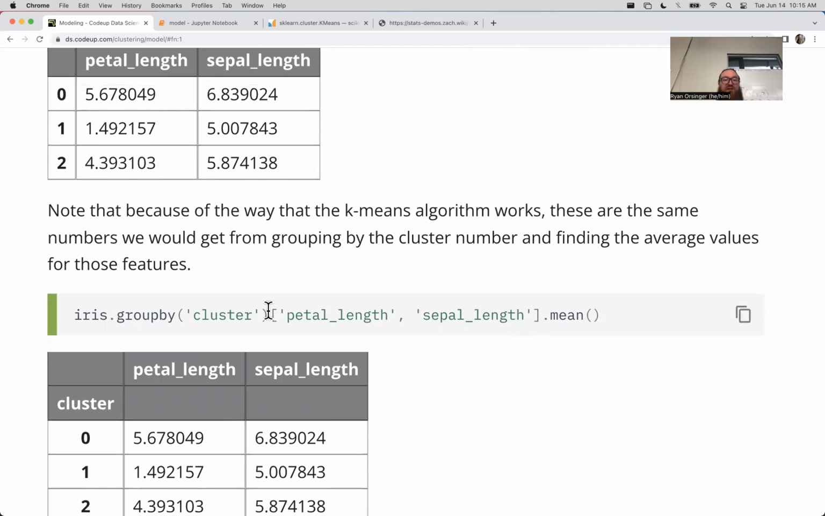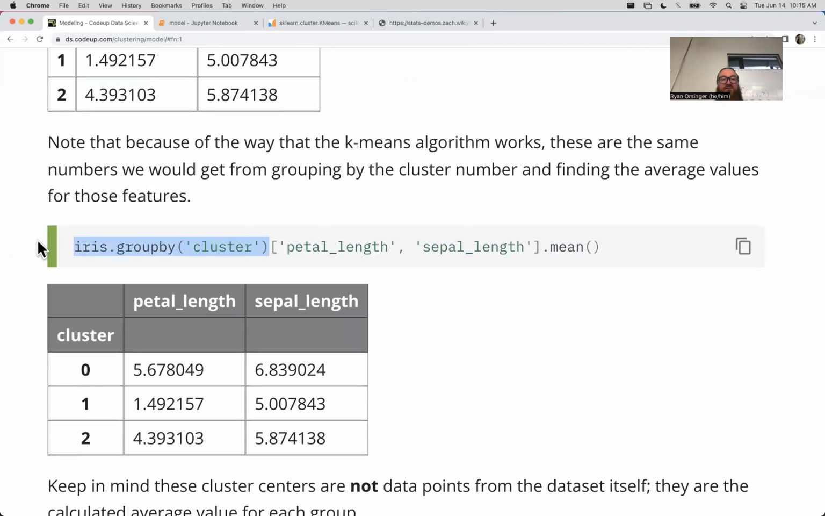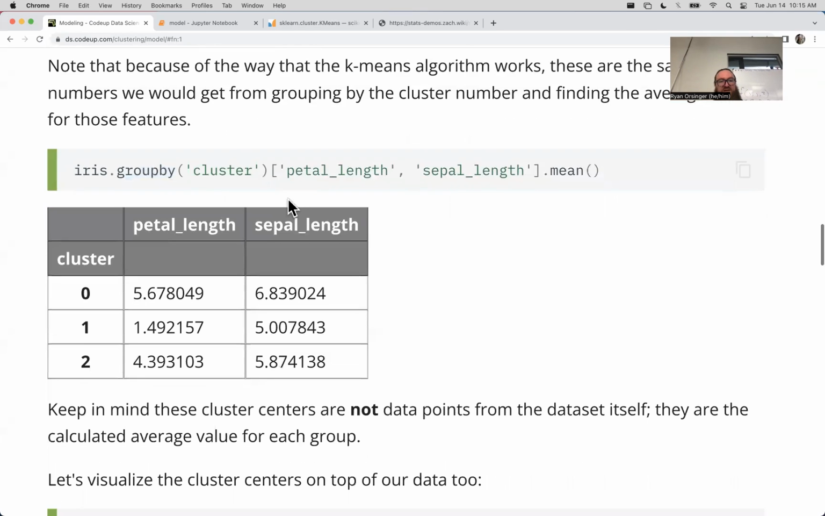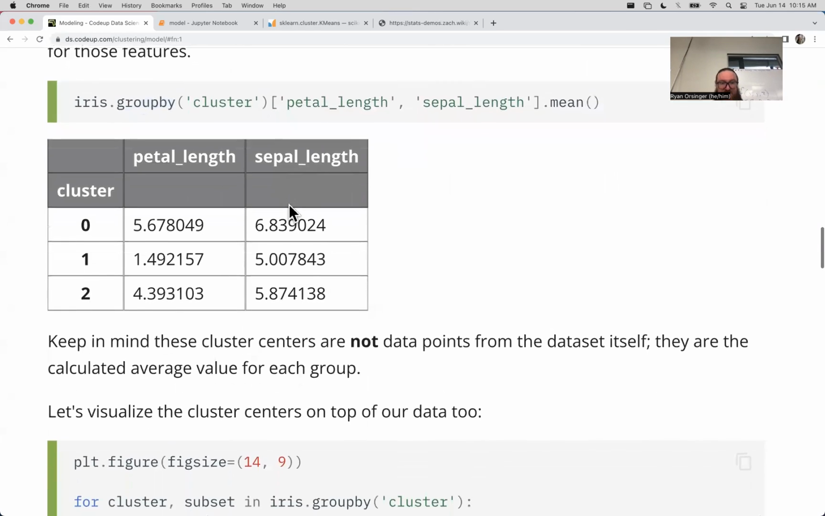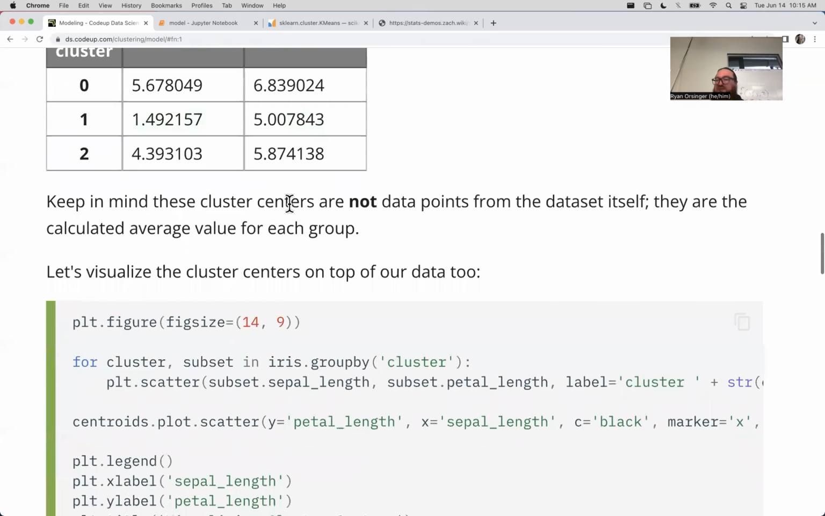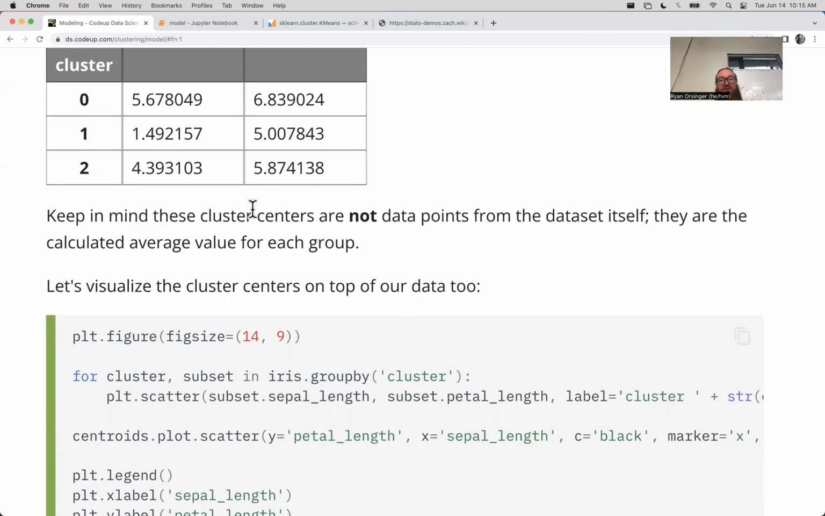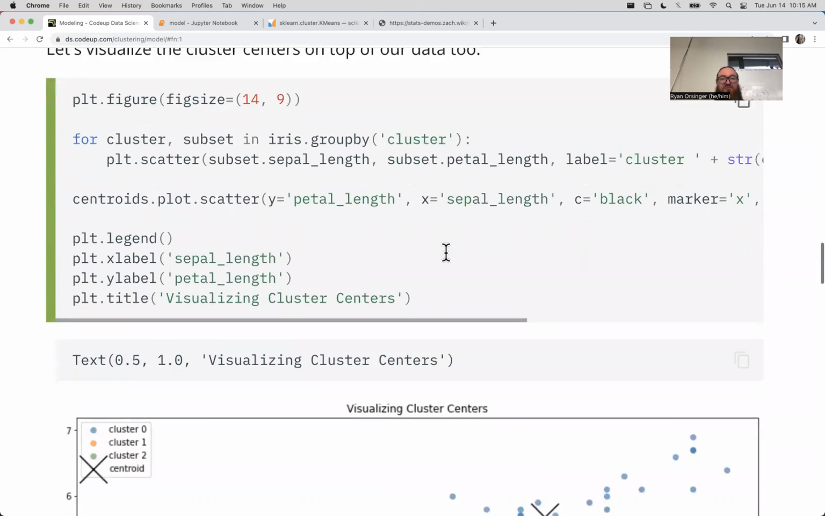Right, if we were to group by the cluster, we could get aggregates. Now, this is really interesting. By having a cluster, you have another way of aggregating your data. And how useful is it for us to do things like control for one variable if we can group by it or plot by it, right? So the cluster centers aren't data points themselves, but they are the calculated average of that entire group, right?